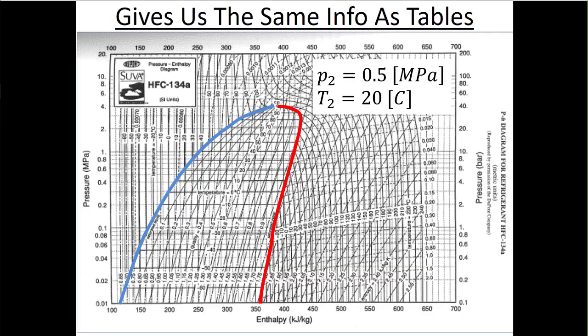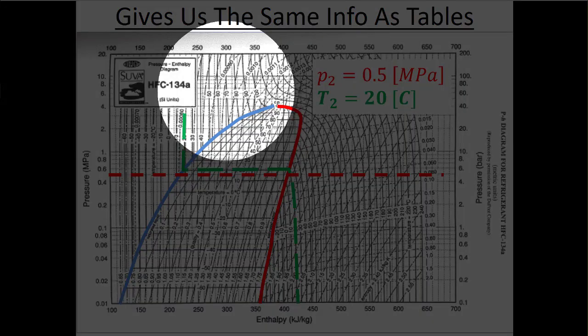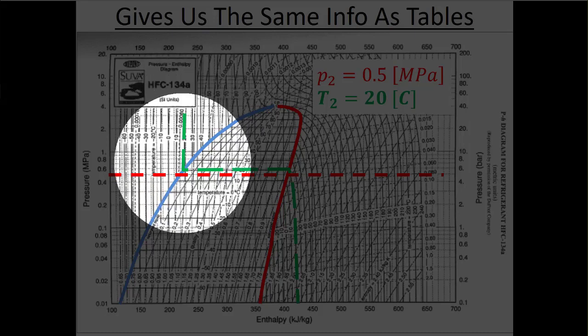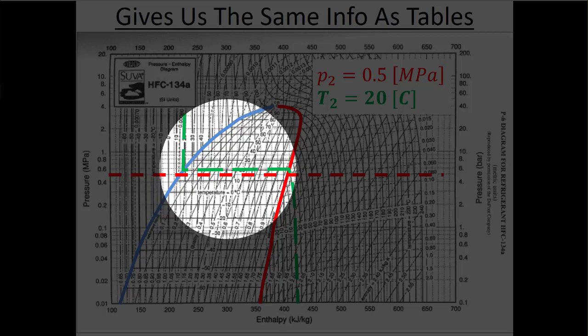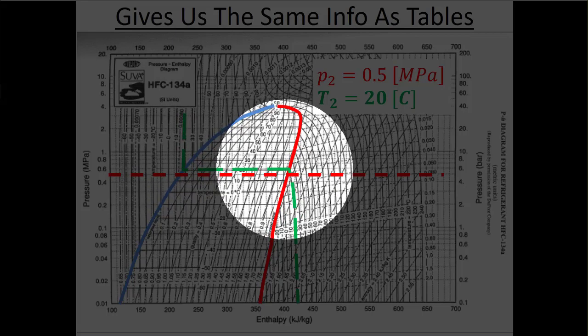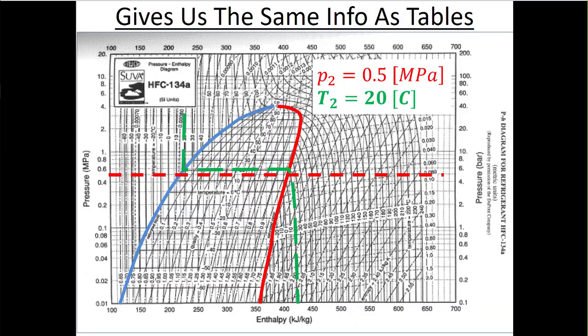Let's find state 2. State 2 is also at 0.5 megapascals, but now it's at 20 degrees. So here's my 20-degree line over here. It comes down, but it hits the vapor dome before it crosses this pressure line that we have. So we have to go all the way across the vapor dome before this starts going down again. And here we see that it meets somewhere over in the superheated vapor region.